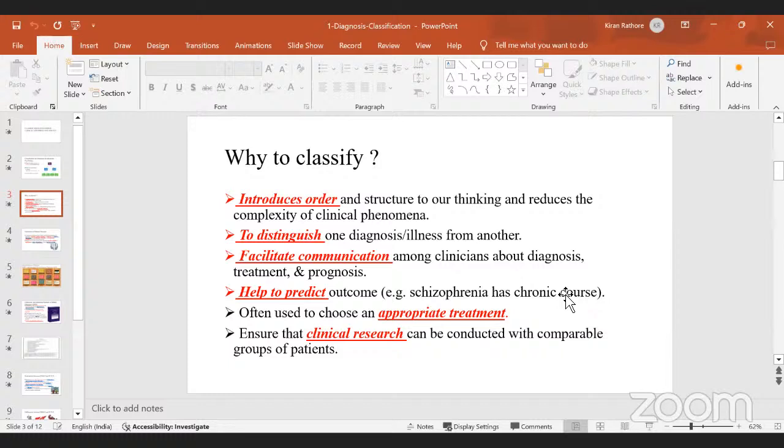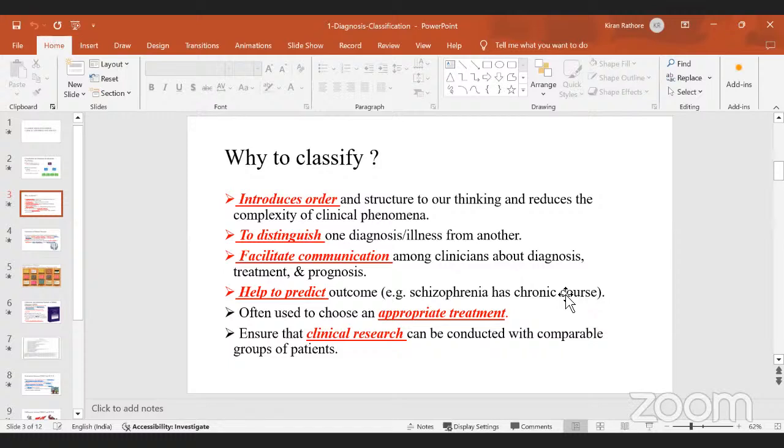For example, I am sitting in India. If I get a prescription, or clinical notes, from a person from the US or the UK, and the moment he says OCD, anxiety disorder, or borderline personality disorder, my understanding of borderline personality will not be different from his understanding, because we are using the same classification system. So immediately I know what that person is talking about.